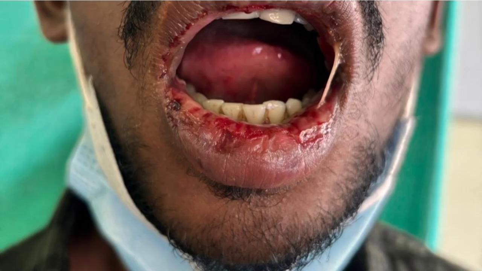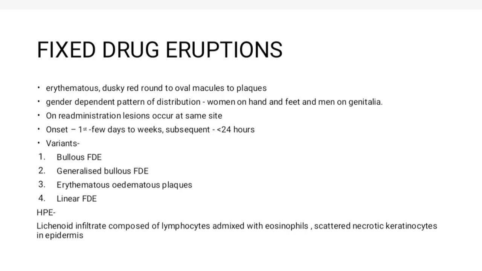So the diagnosis would be fixed drug eruption. Clinical features will be erythematous, dusky red, oval to round macules to plaques. A gender-dependent pattern of distribution will be seen in FDE: women on hands and feet and men on genitalia. On readmission, lesions would occur at the same site. Onset of the lesion during the first episode would take a few days to a few weeks. Subsequent episodes can occur even in less than 24 hours.